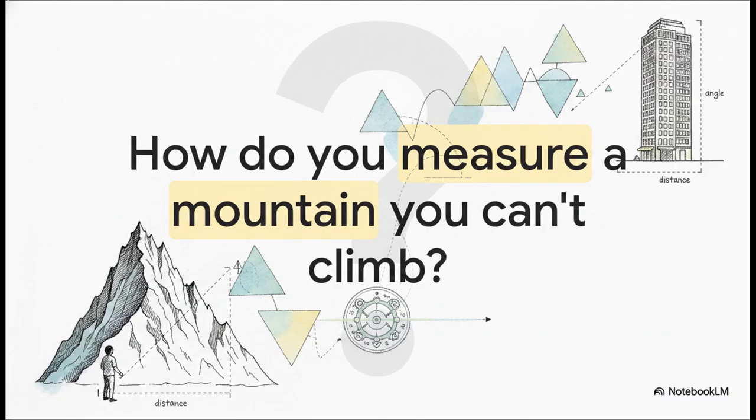for a second. How do you measure a mountain you can't physically climb? Or, how do you figure out the exact height of a massive skyscraper without dropping a giant tape measure from the roof? It sounds pretty much impossible, right? But with the simple decoder ring of trigonometry, these complex, real-world measurement problems become completely solvable. All you need is one distance and one angle. It's almost like a magic trick, but it's just math.